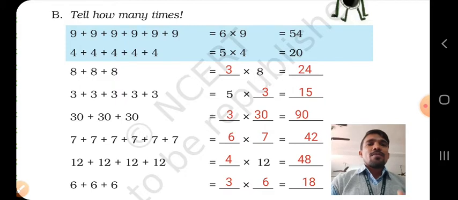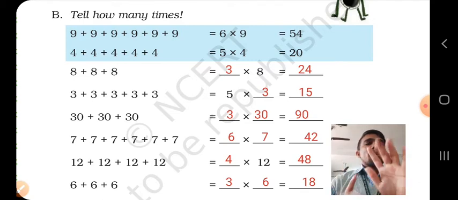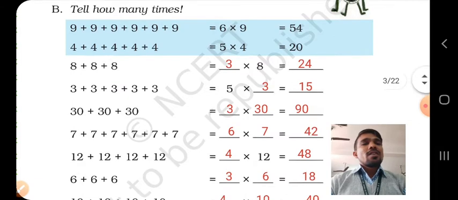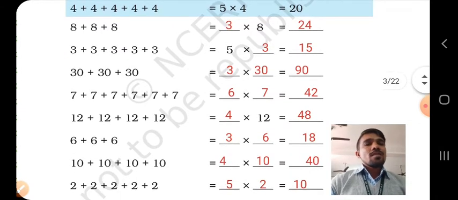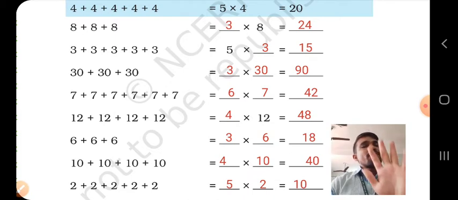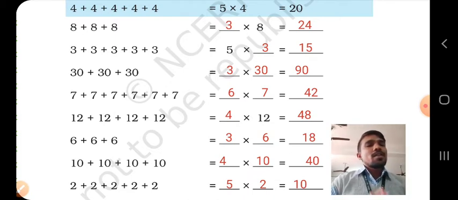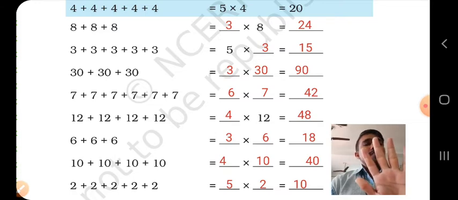Second example, 4. 4 is repeated how many times? 5 times. So 5 times 4, that is 5 multiplied by 4, that is 5 4s are 20. Similarly, third example, 8 is repeated. How many times is 8 repeated? 3 times. So 3 times 8, that is 3 multiplied by 8, 24. 3 3 3 3 3, how many times is it repeated? 5 times. And which number is repeated? 3. So 5 times, which number is repeated?